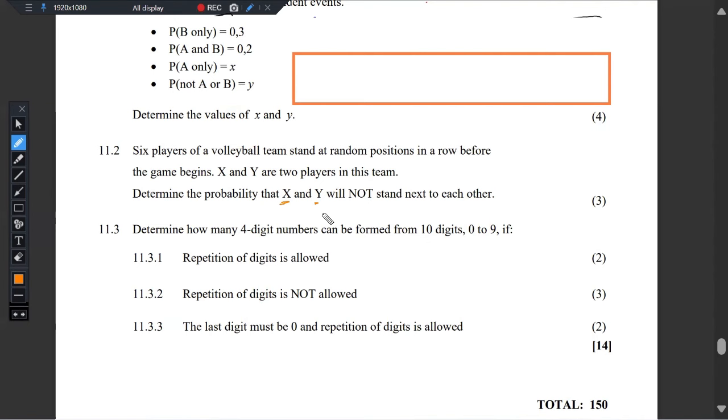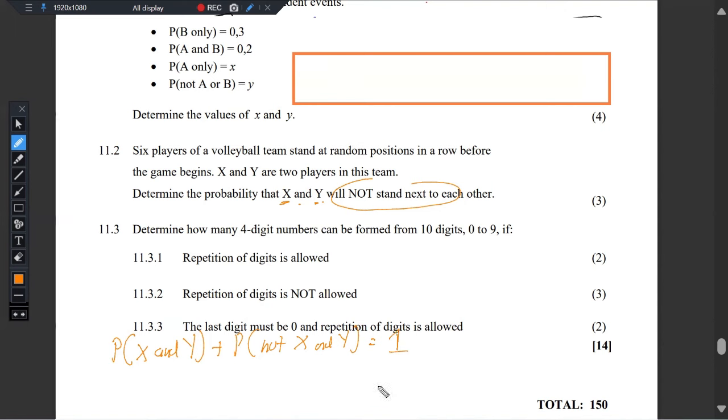Remember, we are still doing probability. So we are trying to determine the probability that X and Y will not stand next to each other. But what could be easier is determining that X and Y will actually stand next to each other. Then we use the fact that the probability of X and Y together plus the probability of not X and Y together should give us what?